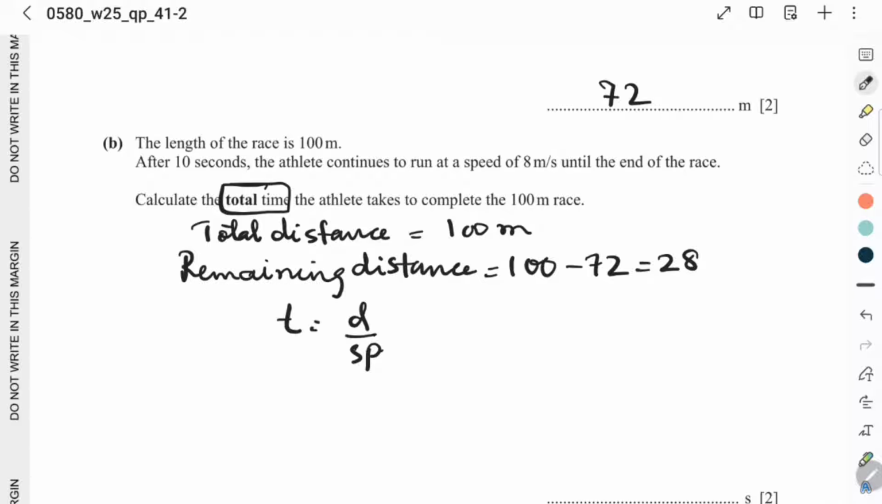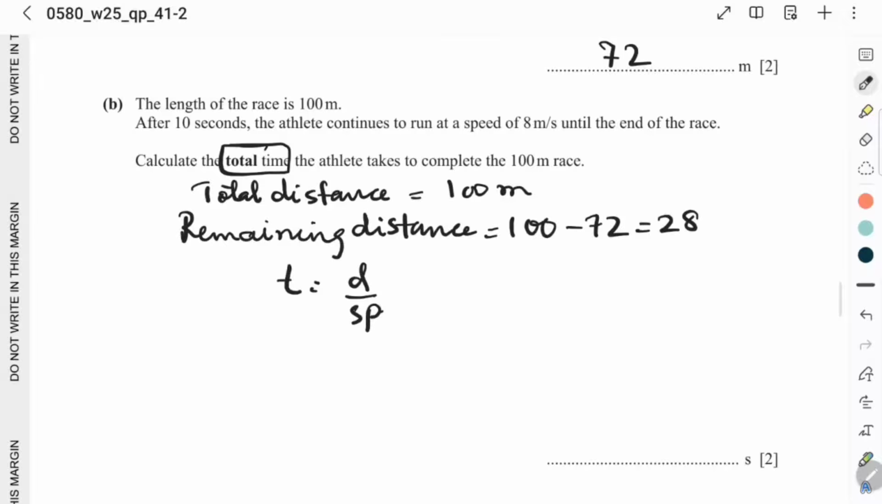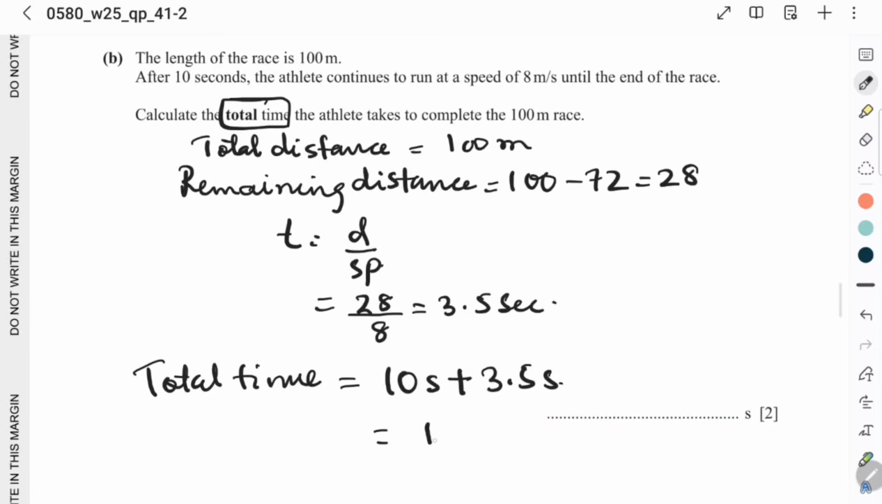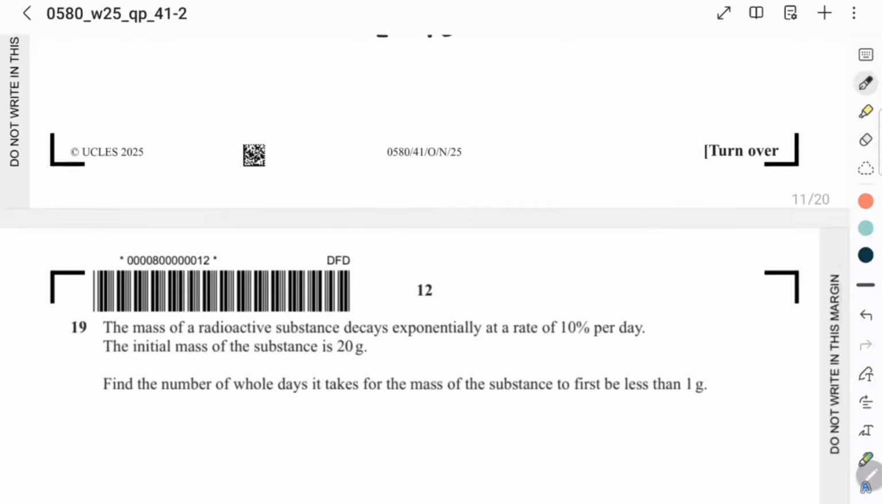All right, so now we are finding for 28 meters. First, find the time for 28. So 28 upon 8, because this is the same constant speed, which equals 3.5 seconds. So the total time for 72 meters was 10 seconds, and for the remaining it was 3.5 seconds, so for the total 100 meters that is 13.5 seconds. All right, so go to the next one.